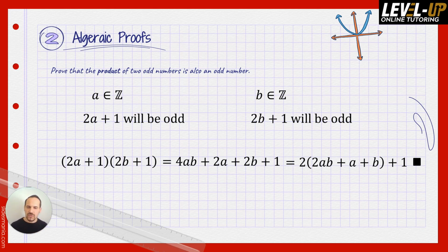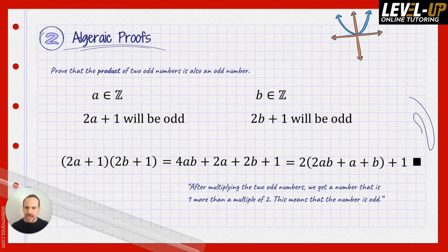So that would be the end of the proof there. We've managed to show that that is going to be an odd number. It doesn't matter what a and b are, it's necessarily going to be odd because it's one more than an even number. And so, yeah, we'd have a final statement again to explain this. After multiplying the two odd numbers, we get a number that is one more than a multiple of 2. Therefore, it must be odd. So that's how we would prove that.